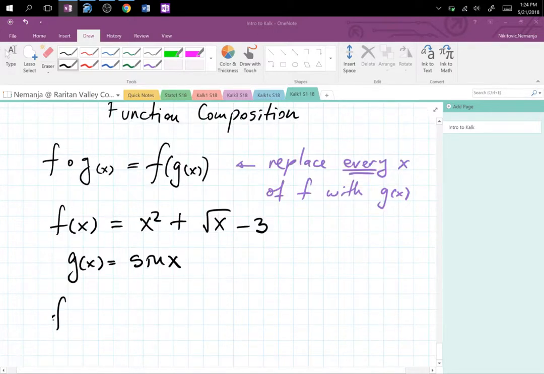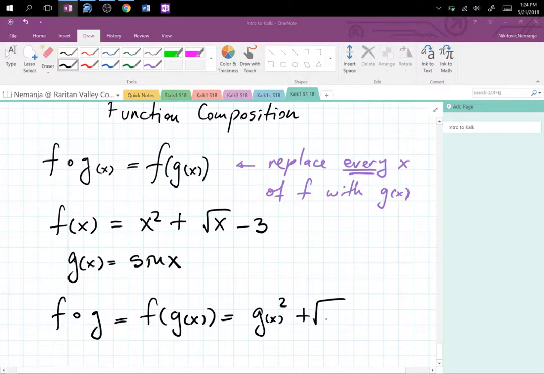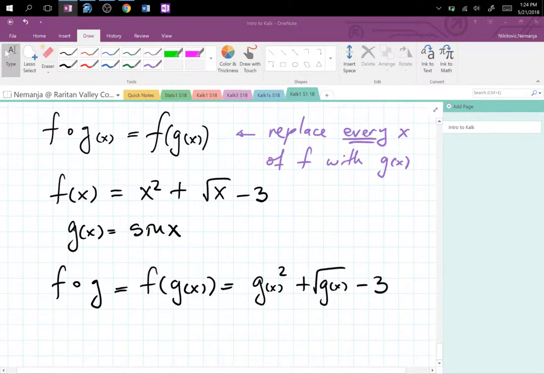What is f composed with g? Well, it's f of g of x, which means that every x of f is going to be replaced by g. So I have g of x squared plus square root of g of x minus 3. And now, because g of x is sine x, I know that this is sine squared x plus square root of sine x minus 3.